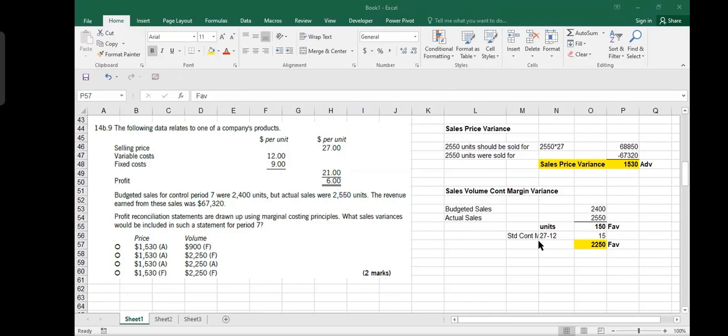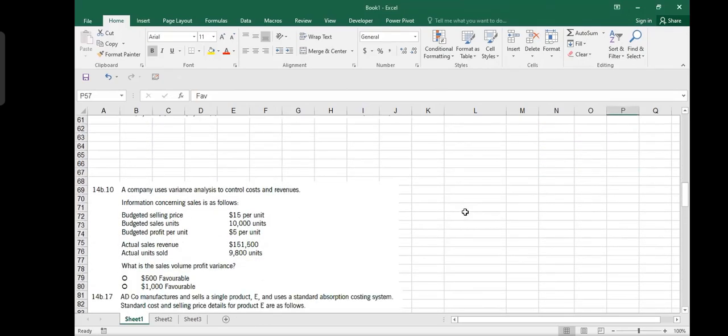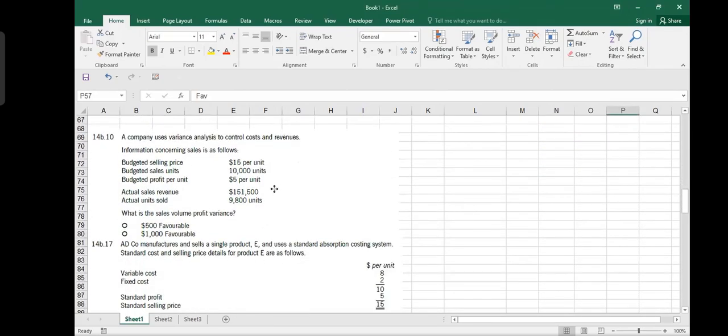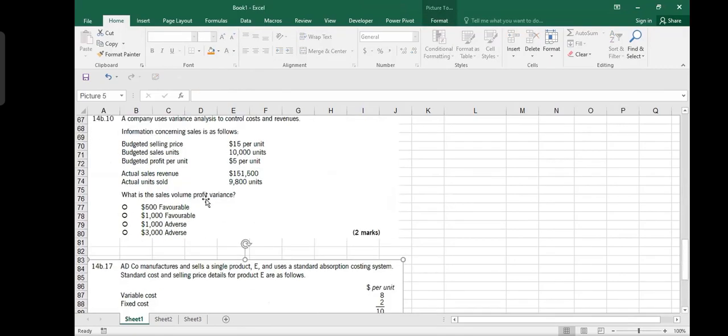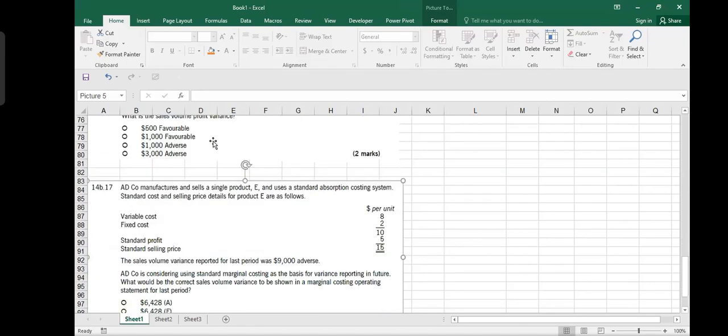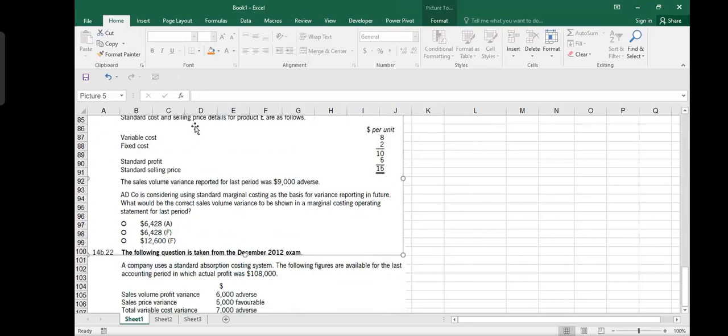Then we move down to next is 14B10. Okay, it is the same sales volume profit variance. You can calculate yourself, find out sales volume, how much are the budgeted sales, how much were the actual sales, the difference, multiply with the profit. Then comes 14B17.